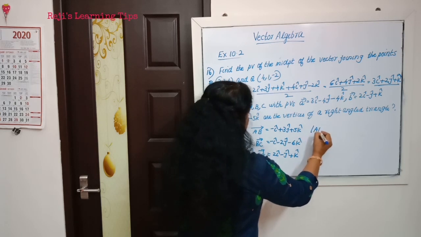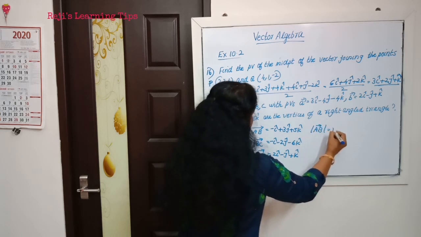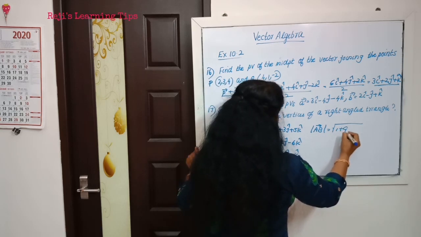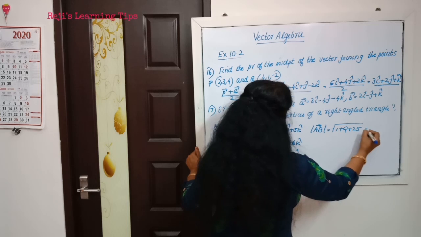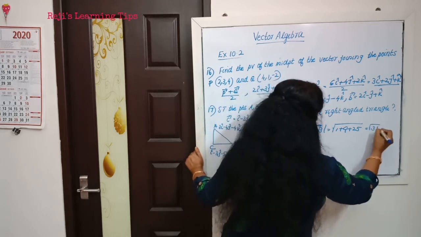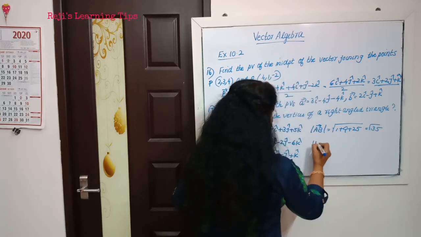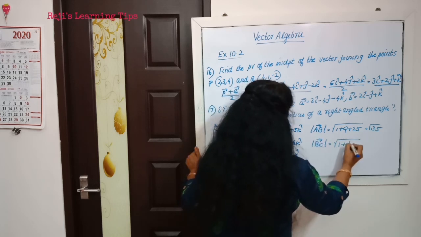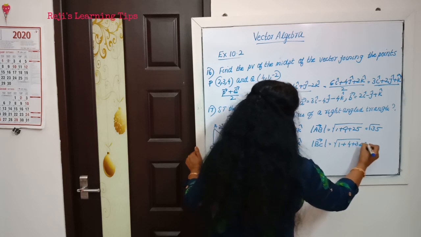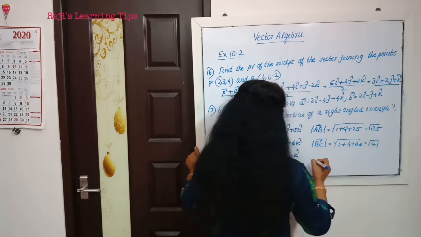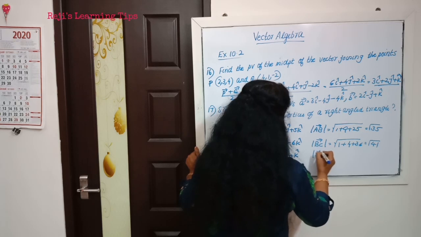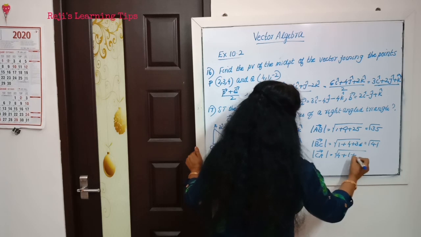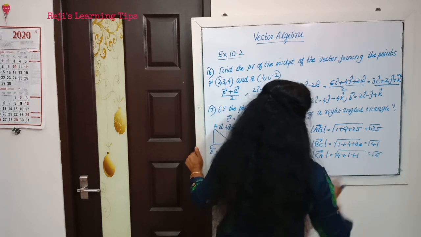Next we can find the modulus of vector AB, that is equal to root of 1 plus 9 plus 25, that is root 35. Then the modulus of vector BC is equal to root of 1 plus 4 plus 36, that is root 41. The modulus of vector CA is equal to root of 4 plus 1 plus 1, that is root 6.